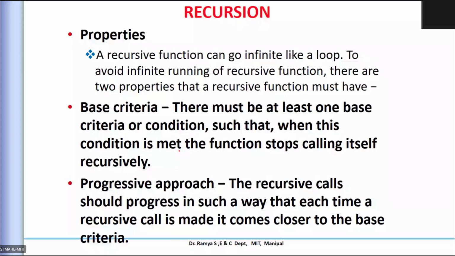Now, what is a progressive approach here? The recursive call should progress in such a way that each time a recursive call is made, it comes closer to the base criterion. That means you are reaching the condition to exit. So it should be convergent. It should not be going away from that. It should reach the condition, and only then is it possible to come out of the recursion. Otherwise it will go out of your criteria.